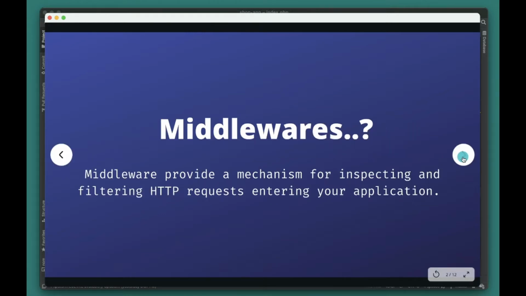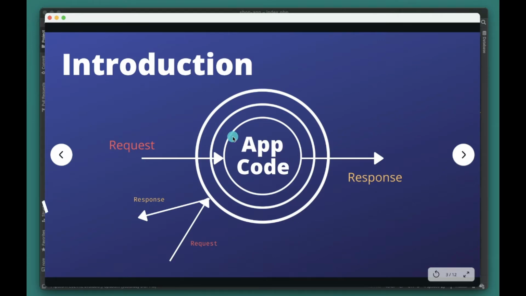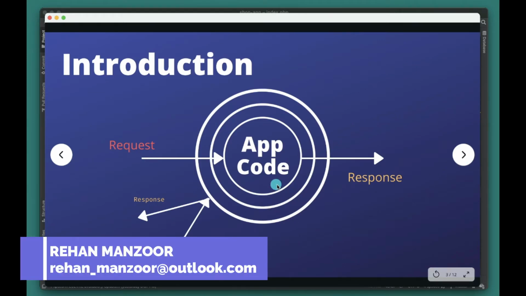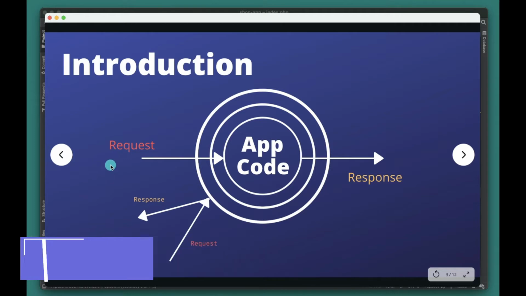So first of all, what is a middleware? Middleware provides a mechanism for inspecting and filtering HTTP requests entering your application. You can think of it as a protective layer outside your application code. Every request that comes to your application passes through all the middleware before touching your application code. Each ring you can consider as a middleware.